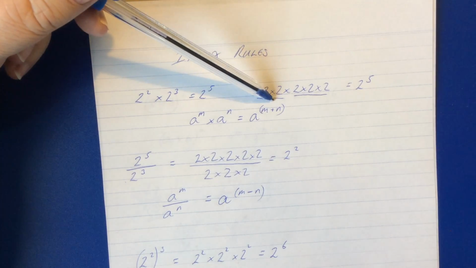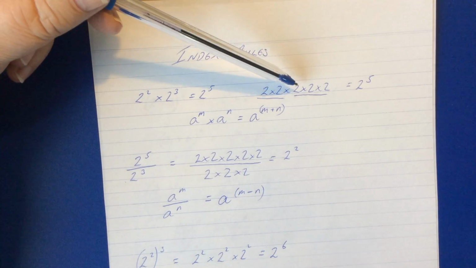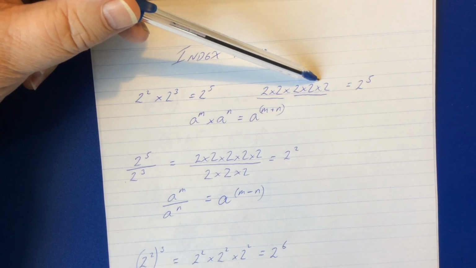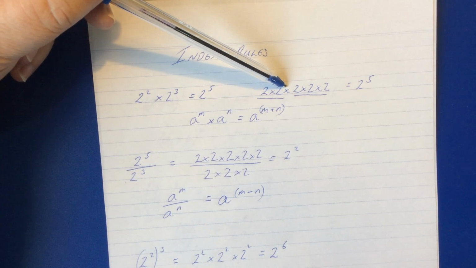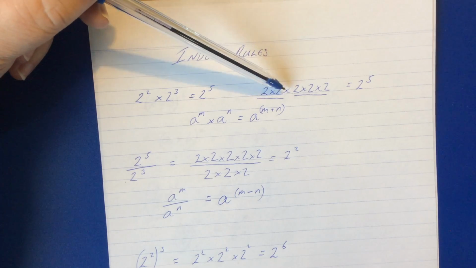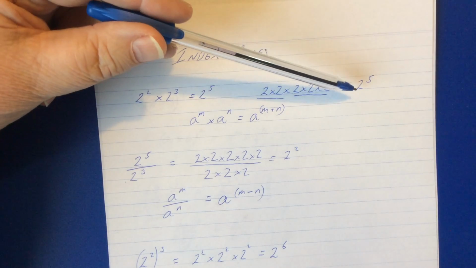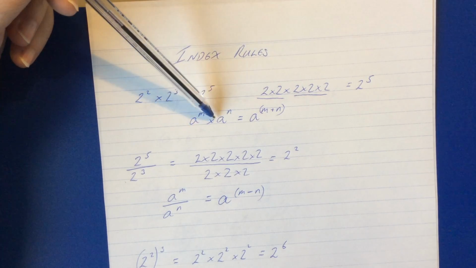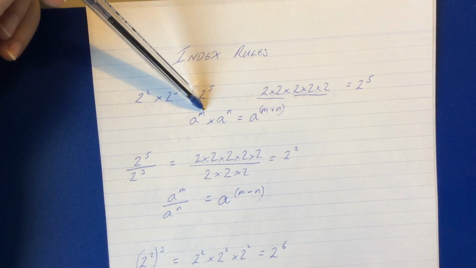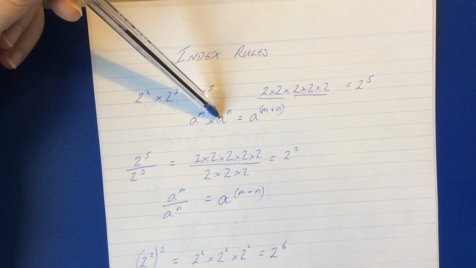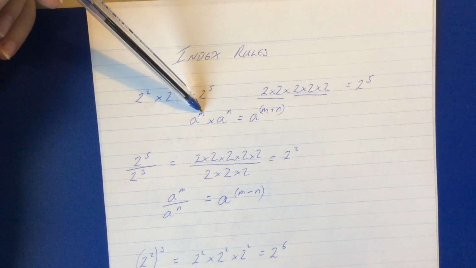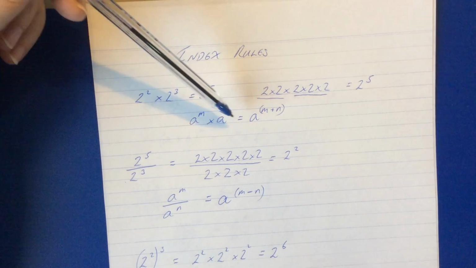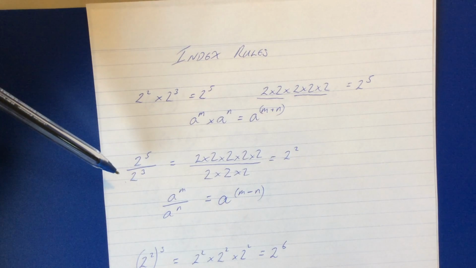So here we've got 2 to the power of 2, 2 times 2, and here we've got 2 to the power of 3, 2 times 2 times 2. Multiply these all together, and you get 2 times 2 times 2 times 2 times 2, which equals 2 to the power of 5. And if you like, you can write this algebraically. Here's the base, here are the indices, and when you multiply the base and the indices, provided the base is the same, this is what you get. You add the indices.